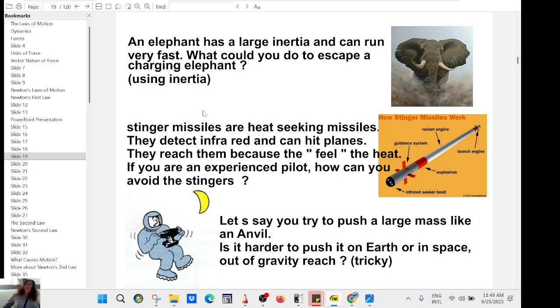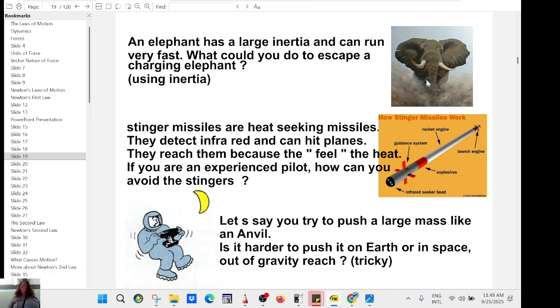If you have inertia, it makes it hard. The more inertia there is, the harder it is to speed up, to slow down, but also to change direction. Mass spectrometer, that's the idea, right? A large mass will not bend as easily as a small mass.